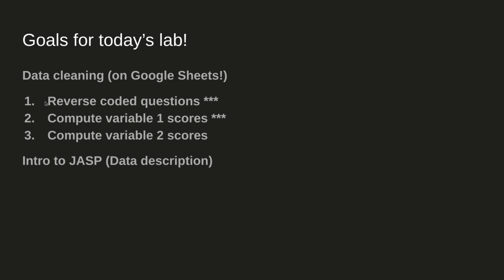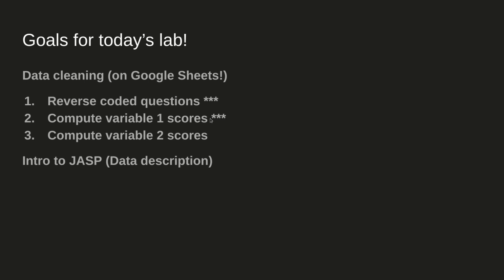So the first thing we're going to do is make sure that we all know how to work with those reverse-coded questions. If you didn't work with the scales, please do revisit the documentation for the scale that you chose to use and make sure that it does not contain a reverse-coded question. If you do, that's okay. We're going to talk about that. Then we are going to cover the specific instructions given to compute the scores for variable 1.